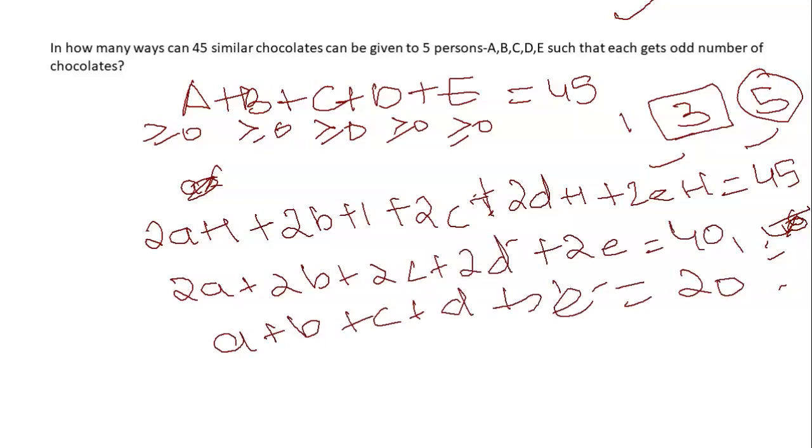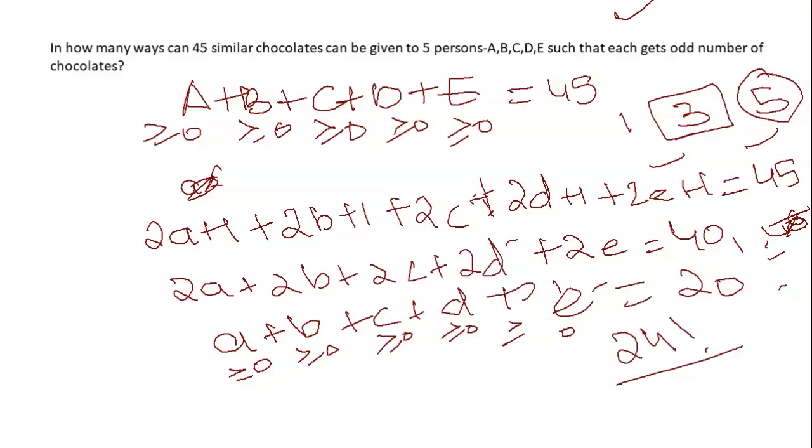Each of a, b, c, d, e is greater than or equal to 0. Fine, a plus b plus c plus d plus e is equal to 20, which is nothing but the number of places, how many are there? 1, 2, 3, 4. 4. So 20 plus this 4 gives you 24 factorial divided by 20 factorial into 4 factorial.